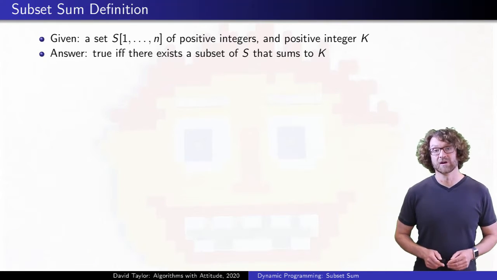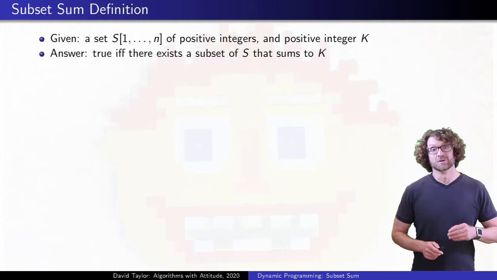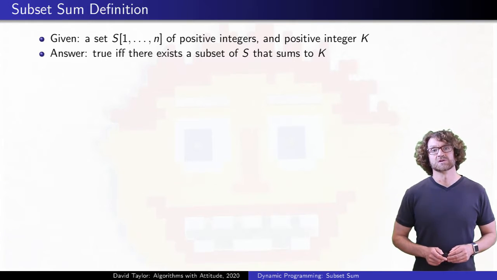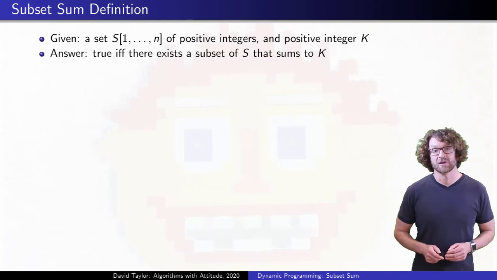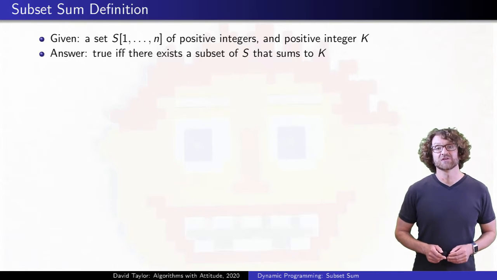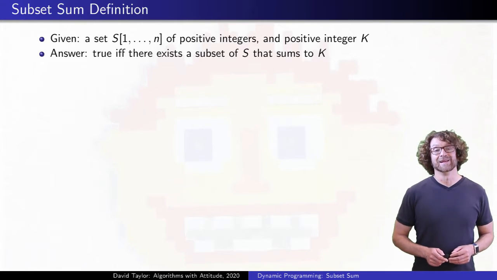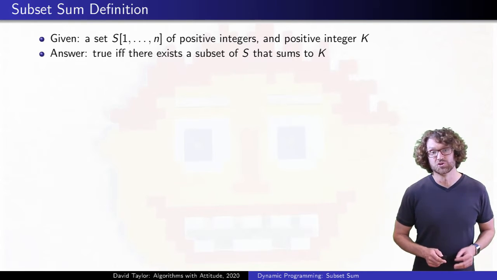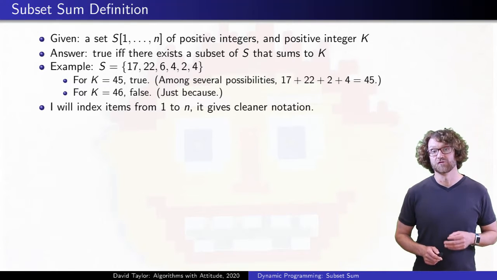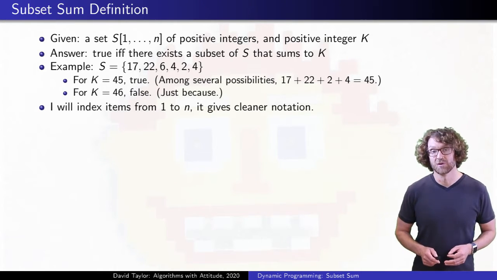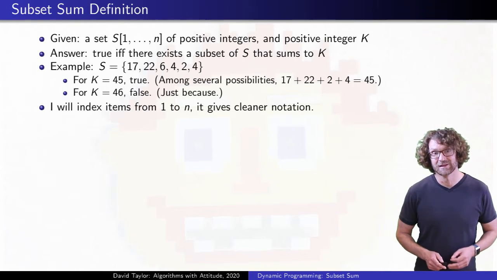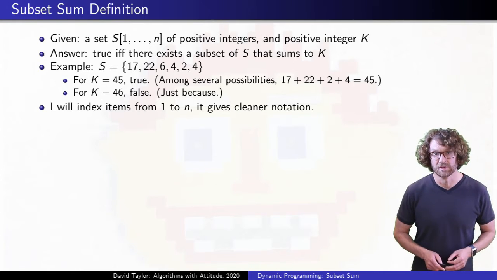Subset sum is a very well-known problem. We'll look at one of the simplest versions here, which can be considered a special case of the knapsack problem. Given a set of positive integers and an integer k, is there some subset of the integers which sum to k? The set is allowed to have repeated values. If you want to have two different 4 values, just include two 4s in the input. I will index from 1 instead of 0. It makes the notation a little cleaner, but nothing changes conceptually.